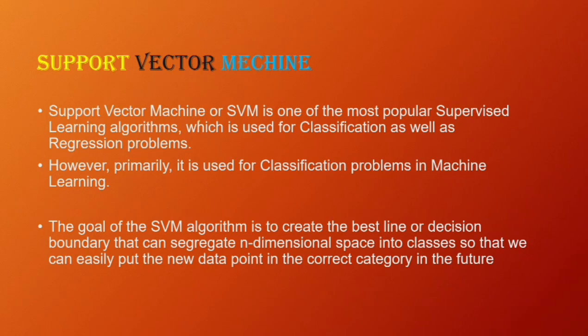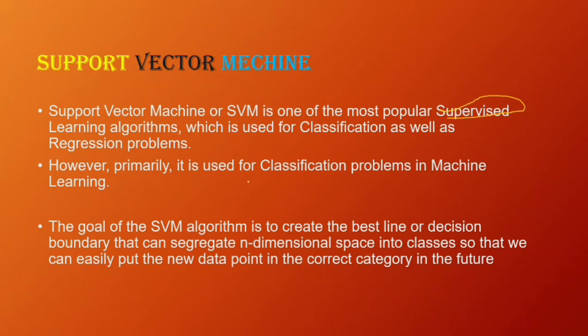Support vector machine or SVM is one of the most popular supervised machine learning algorithms which is used for classification as well as regression problems. The first one is the supervised machine learning algorithm. Supervised machine learning algorithm means in which input data is labeled. That is called supervised machine learning algorithm. Next point is it is used for classification problems in machine learning.